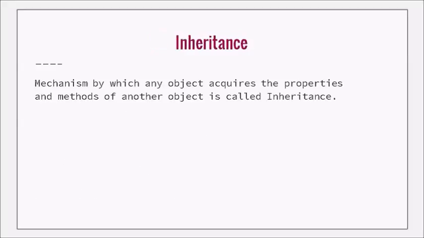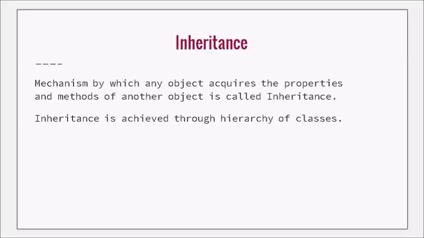So let's first understand what inheritance is. It's the mechanism by which any object can acquire the properties of another object. Just imagine that children inherit or acquire the property of their parents. Similarly, child objects or subclasses can inherit or acquire the properties and the methods of the parent class. So that is called inheritance in OOPS.